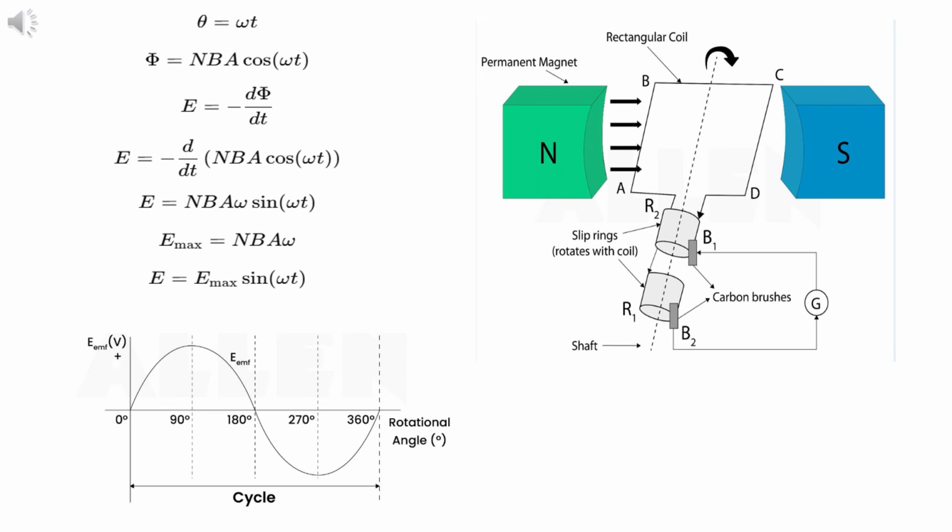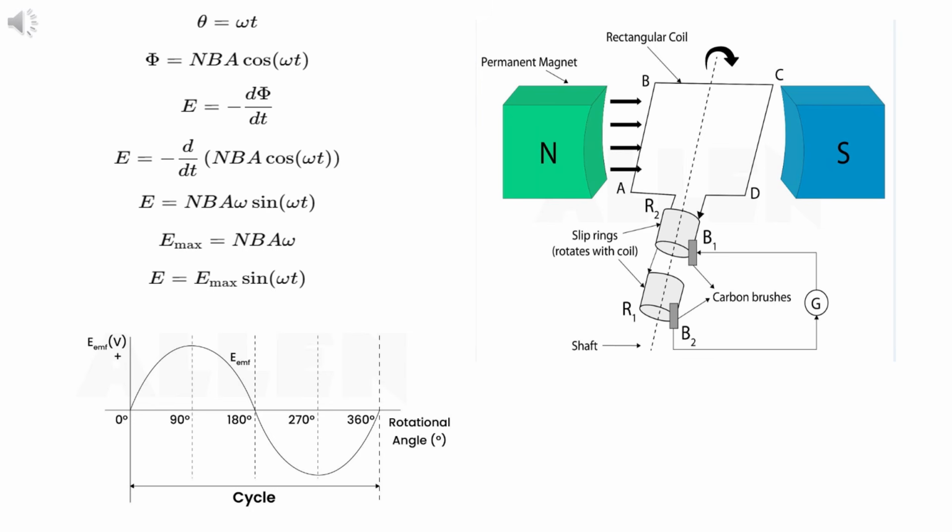As the coil rotates, its sides cut the magnetic field lines. Because of this motion, the magnetic flux linked with the coil keeps changing. And according to Faraday's law, whenever magnetic flux linked with a conductor changes, an electromotive force, or EMF, is induced. This induced EMF pushes charges through the circuit and produces current.